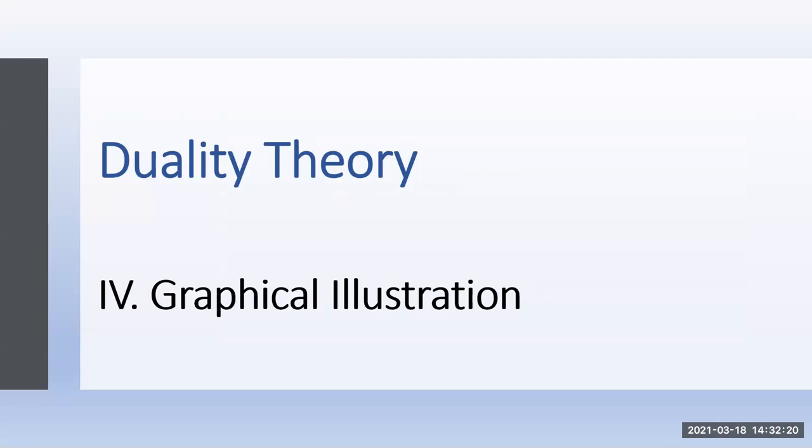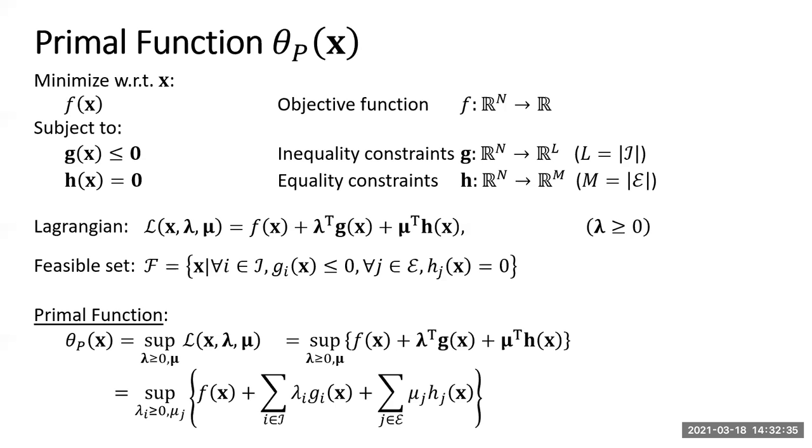So we will continue with duality theory, and this time I'll provide a more informal graphical illustration of all the things that we looked at in the last lecture. So this is the constraint optimization problem in vector form. We have to minimize this objective function f of x with respect to x, the primal variable, subject to the inequality constraints g of x less than or equal to 0 and h of x equal to 0. These are the inequality and equality constraints.